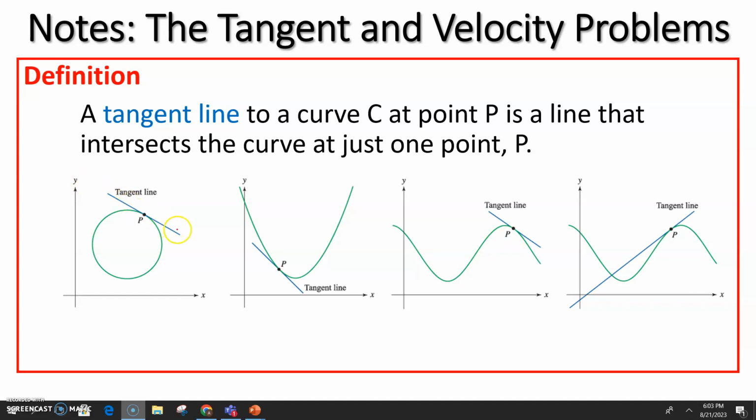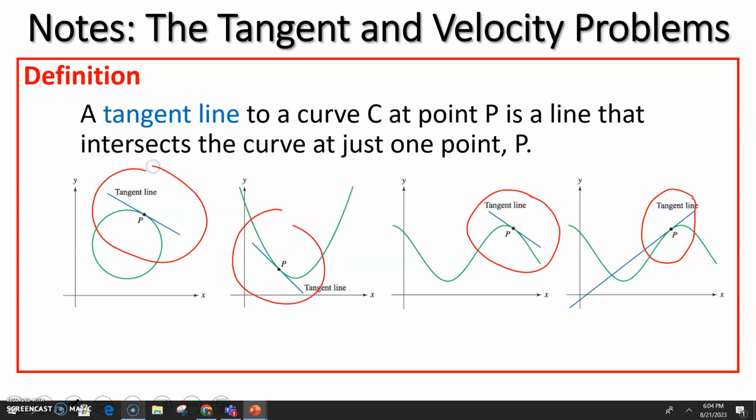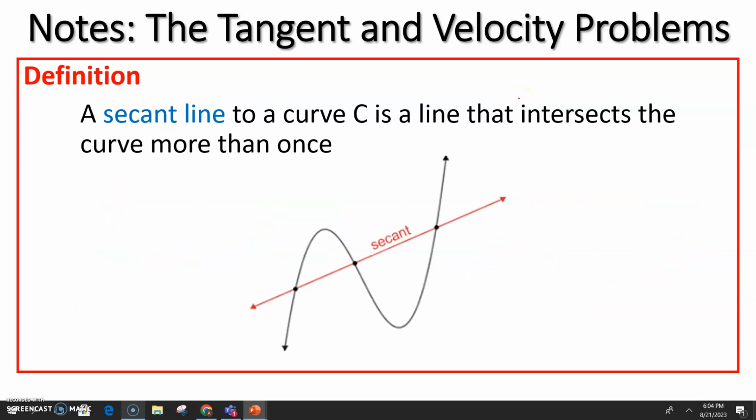You'll notice that the blue tangent lines intersect the curve at exactly just one point. You will notice, however, in the fourth picture, that the tangent line is only tangent within a certain section of the graph, but within that interval it behaves the same way as all of the other tangent lines and intersects the curve just once. Whereas a secant line to a curve is a line that intersects the curve more than once.